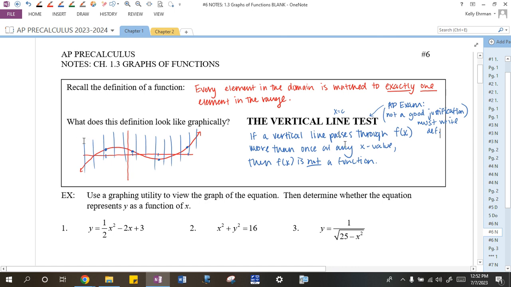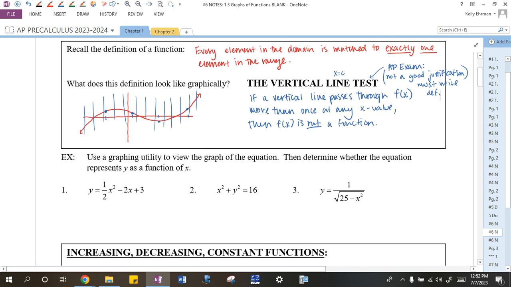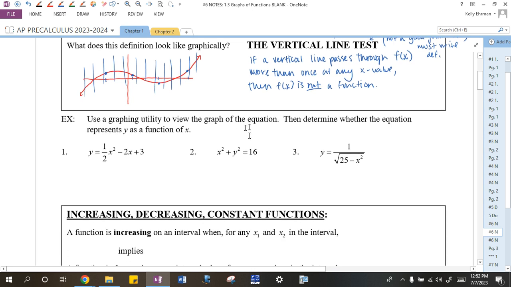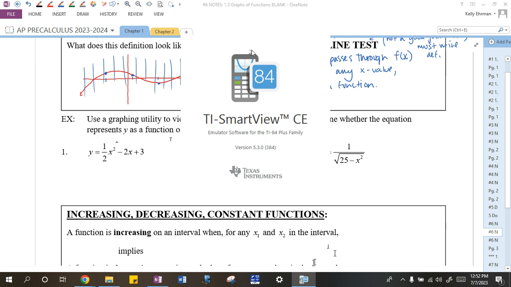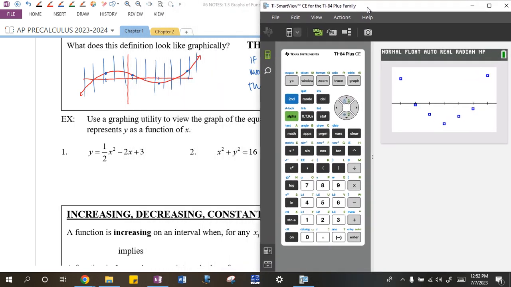With that said, in my brain, I'm always using vertical line tests anytime I think of a graph. Use a graphing utility to view the graph of the equation. I've got to fire mine up here. Then determine whether the equation represents y as a function of x. Part of the reason I wanted to do this was just to make sure that you know how to correctly type things into your graphing calculator. We have you buy these things for high school, and then sometimes you don't end up needing to use all of the features in some of your earlier classes. So I take for granted sometimes that maybe you've only done this once or twice. If this is old hat for you, then that's good.